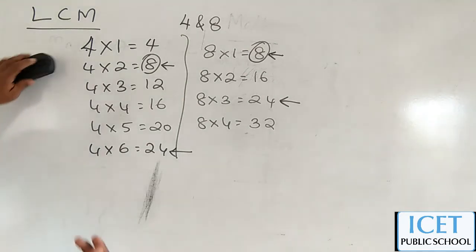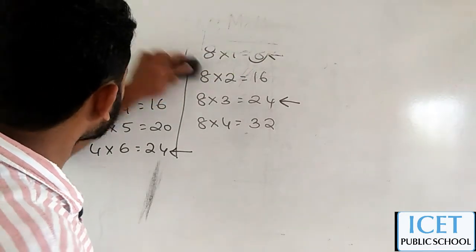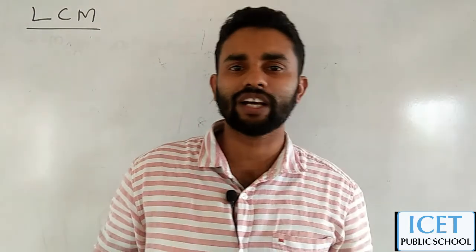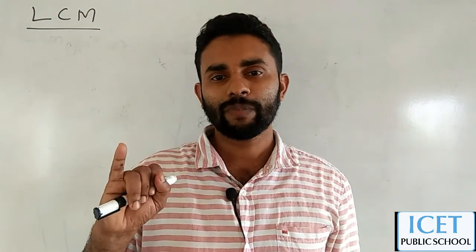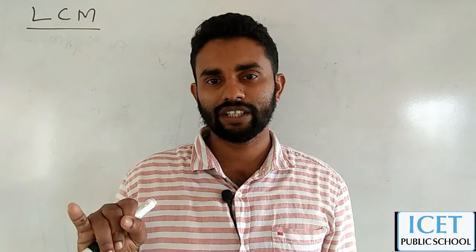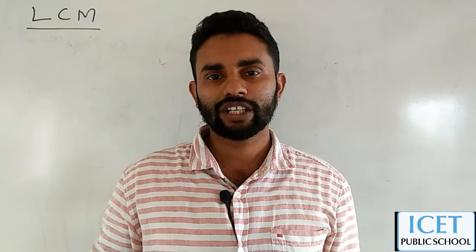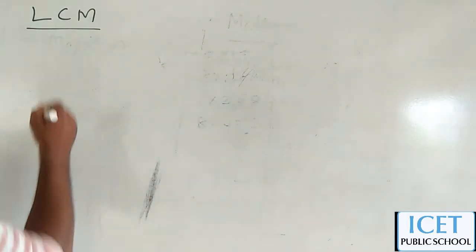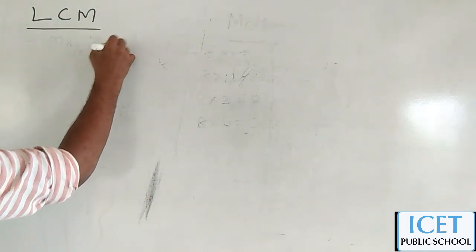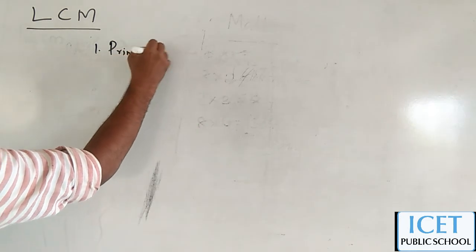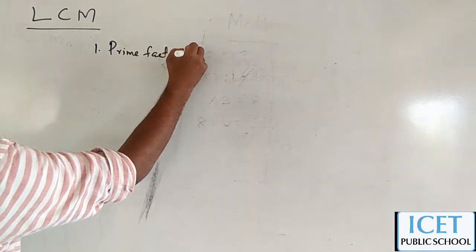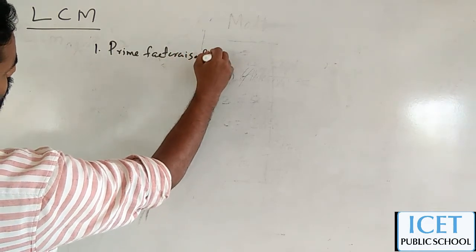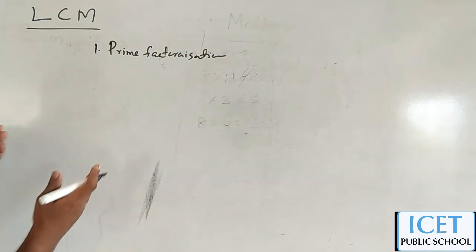Then how to find the LCM? My dear students, as in HCF, there are two methods. First one is prime factorization method. Second one is cross division method. Here also in case of LCM, the first one is prime factorization method. Easy one. Okay, we can have an example.